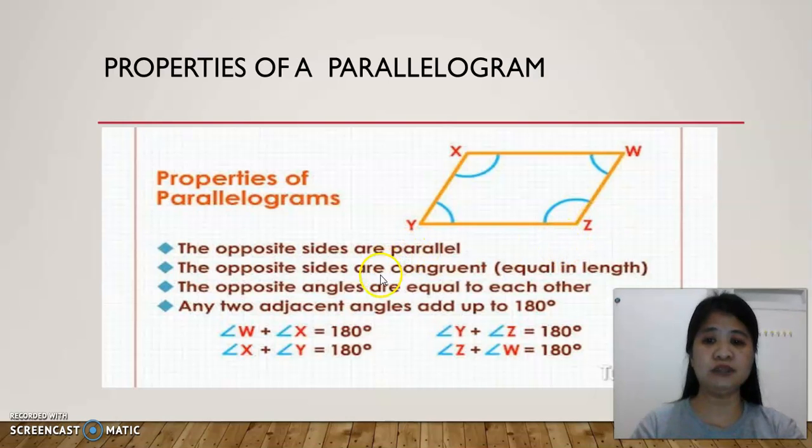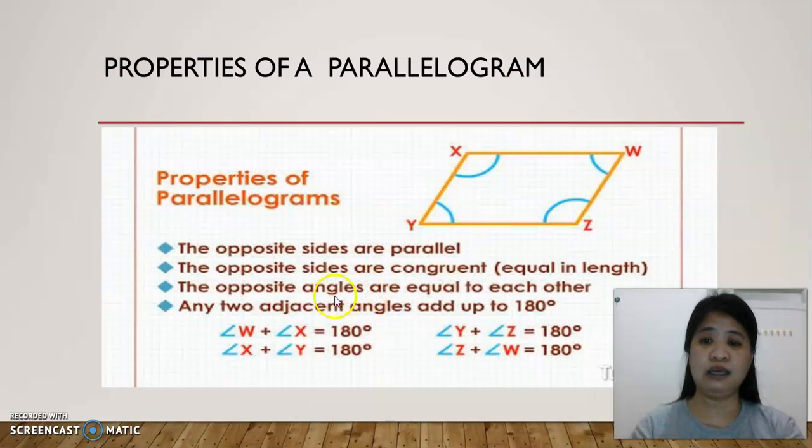Next, the opposite angles are equal to each other. So when we say opposite angles are equal, that means angle WXY is equal to angle WZY. So this angle and the opposite angle have equal measure. Then also angle XYZ equals angle XWZ. So this angle and this angle are the same.